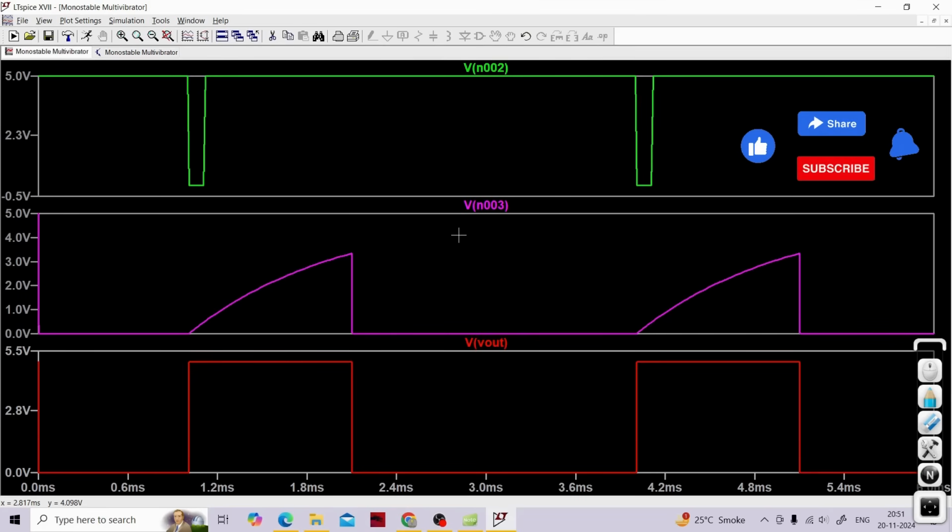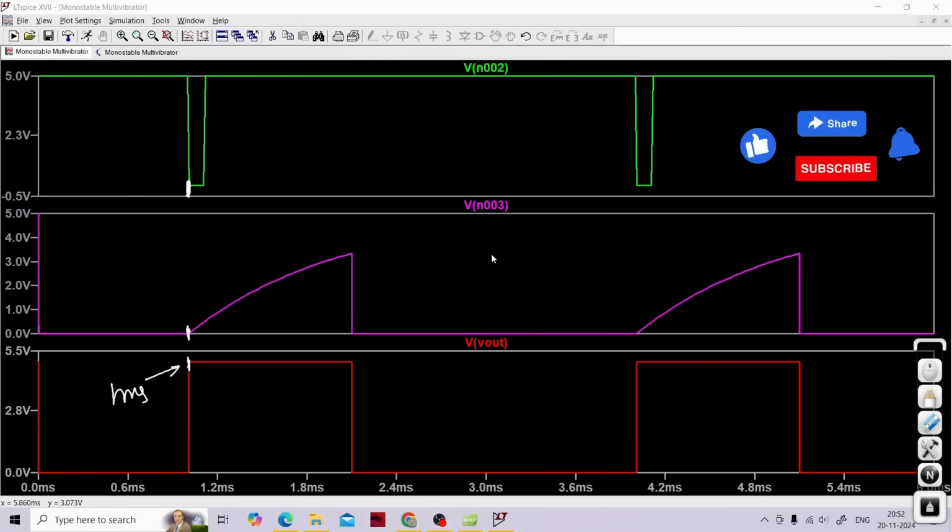That means what? The 555 timer IC is highly responsive. So you see at 1 millisecond, this is what I am telling you. You have to observe the things. At 1 millisecond I'm triggering the event, that means I'm giving the triggering pulse. At 1 millisecond the capacitor starts charging, that is absolutely fine. But the most important thing is that exactly at 1 millisecond I'm getting the output.